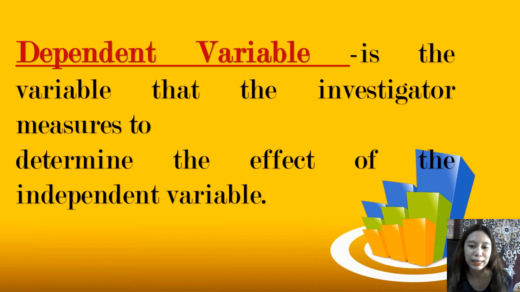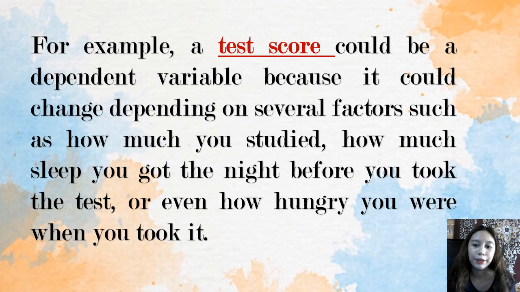So what is the meaning of dependent variable? The dependent variable is the variable that the investigator measures to determine the effect of the independent variable. Just like an independent variable, a dependent variable is exactly what it sounds like. It is something that depends on other factors. And of course, we have here an example.